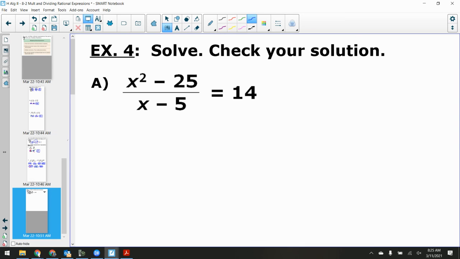I can think about this in two ways. I could straight off the bat multiply the x minus 5 over to the other side. However, I can simplify the left side to be x minus 5, x plus 5 over x minus 5. And then do you see what happens? The x minus 5s will cancel, leaving us with x plus 5 is equal to 14. So that means x is just equal to 9.